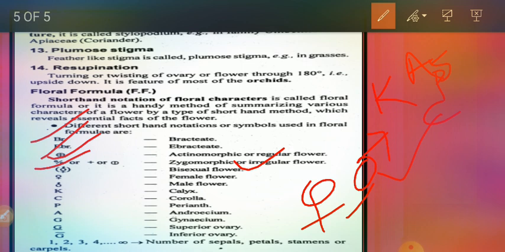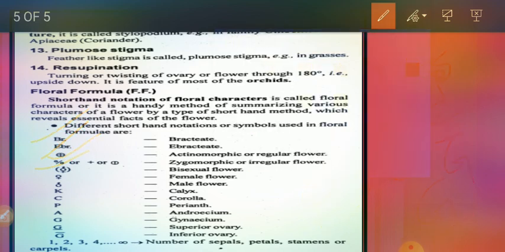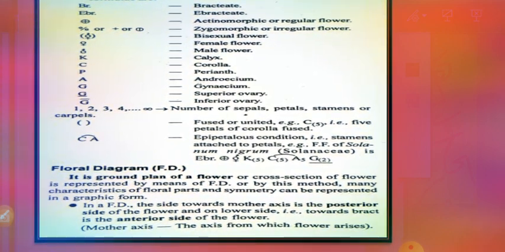Then gynoecium is G. Then if the ovary is superior, it is written as G with a line below; if the ovary is inferior, it means a line is drawn above the G, and this is denoted as the inferior ovary. Then 1, 2, 3, 4, up to infinite, this is the number of sepals, petals, stamens or carpels, on the basis of their presence or absence. You can denote it as 1, 2, 3, 4 and 5, the number of the sepals, petals, stamens or carpels.